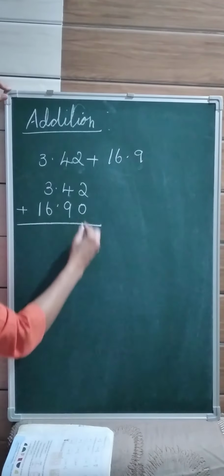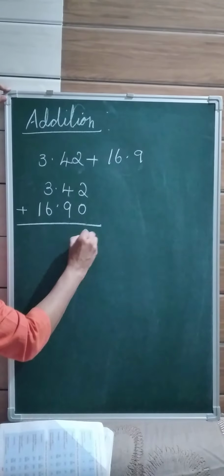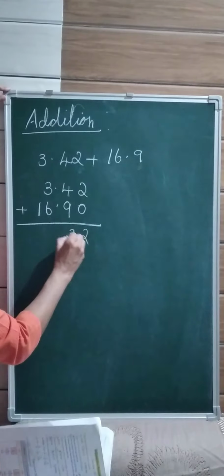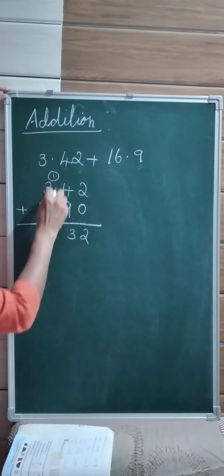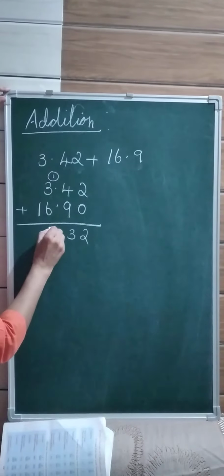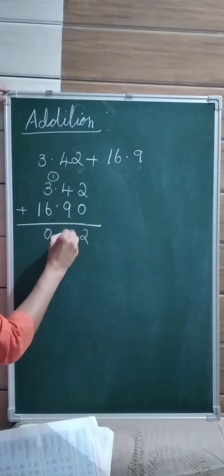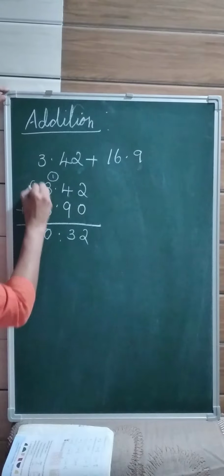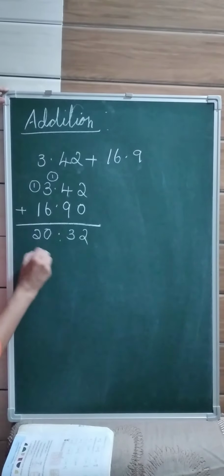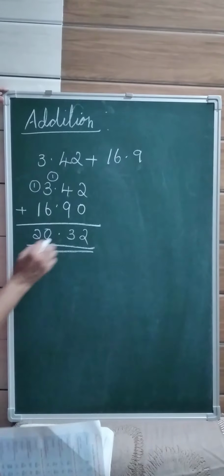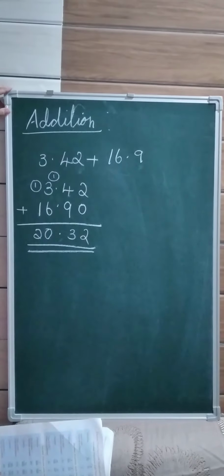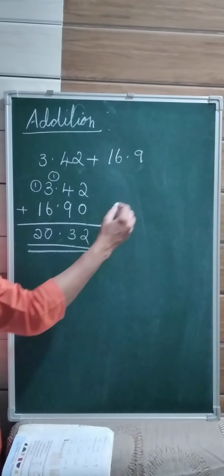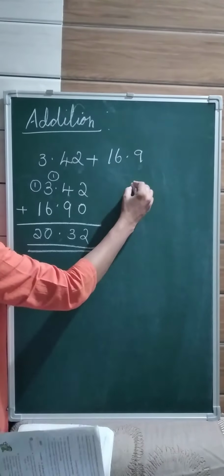Start from this side. 2 plus 0. 2 plus 0 is 2. 9 plus 4 is 13. 1 plus 3 is 4. 4 plus 6 is decimal. You can put like this way. 4 plus 6 is 10. 1 plus 1 is 2. Answer is 20.3. Easy enough? Yes. One more example I am taking.